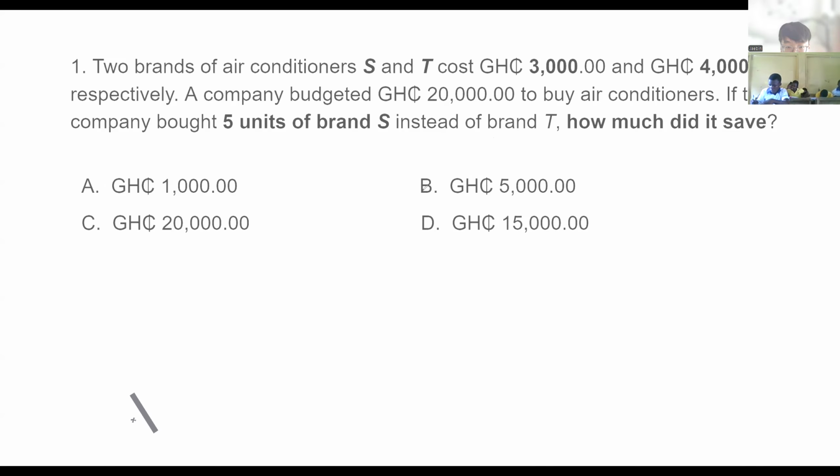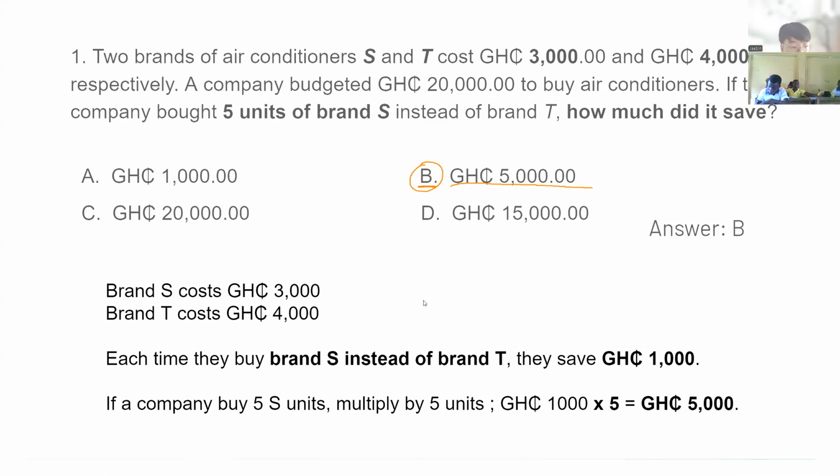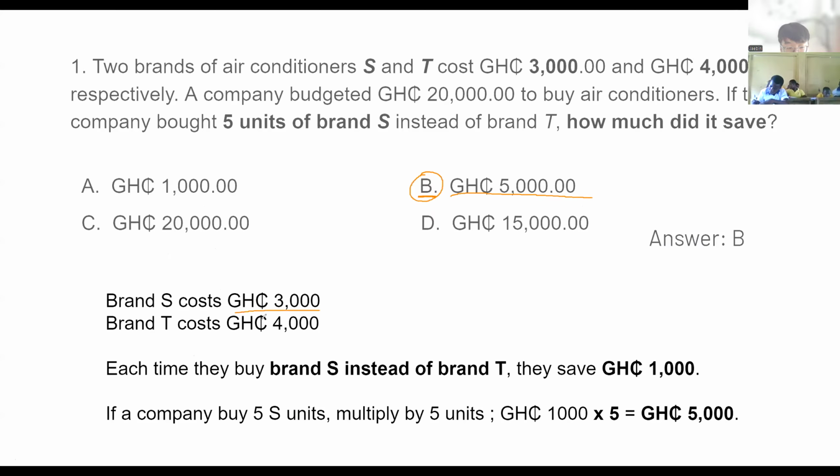Oh, yeah, did you say B? Okay. Yeah, if you said B, then that is correct. I'll get into why. So we know that brand S costs 3,000 cedis and brand T costs 4,000 cedis. So each time they buy brand S instead of brand T, they save 1,000 cedis.